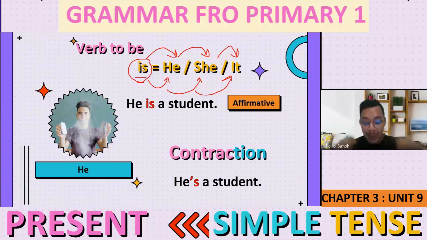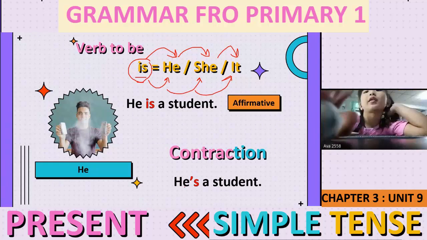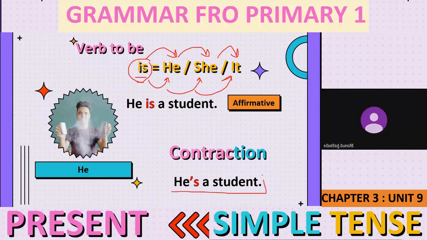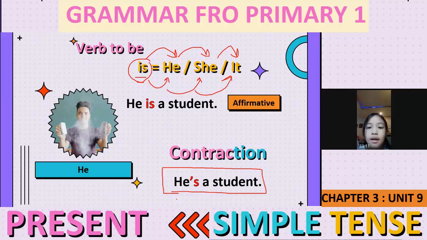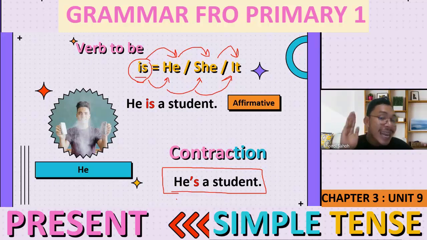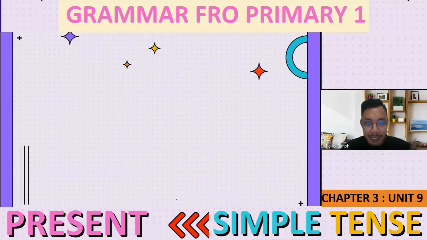Everyone, I want you to repeat after me. First one: he is a student. Now your turn. He is a student. I cannot hear anyone here. One more time. He is a student. Excellent. Next one, the way we contract this sentence, everyone repeat after me: he's a student. One, two, three. There you go. Very good. Thank you so much.